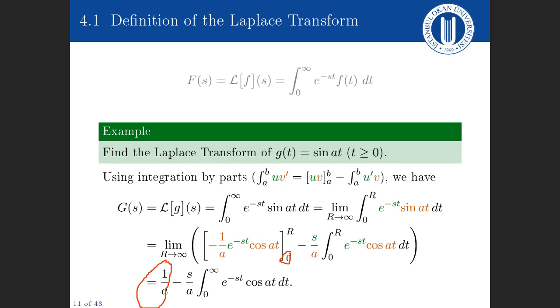What do we do? What do we get if we use the r? We're going to get e to the power minus rt, e to the power minus a big number, which gets bigger and bigger. Take the limit of that, we get 0. So the first term is just going to be equal to 1 over a.